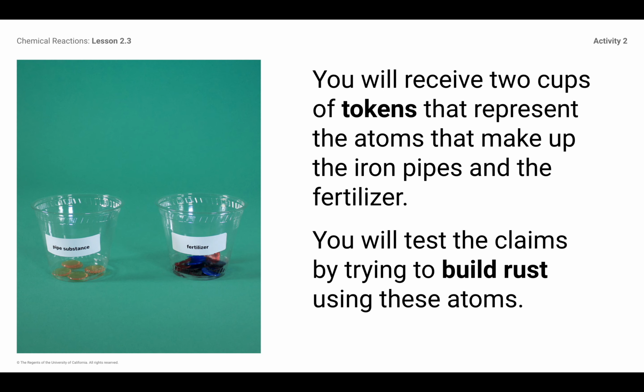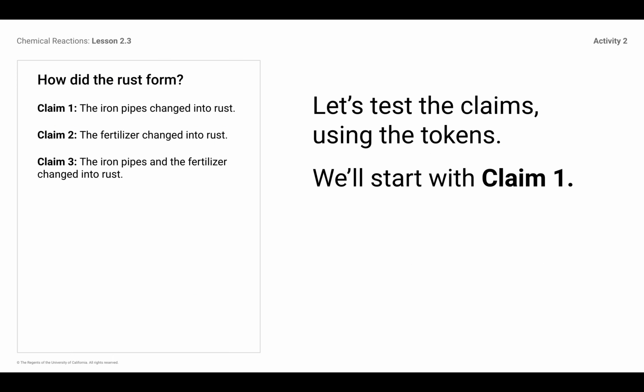So the kids got 2 cups. One was labeled pipe substance, the other one was labeled fertilizer. They had all yellow tokens in the pipe substance, representing the iron, and then we had different colored tokens in the other cup for fertilizer. They corresponded with the oxygen, the nitrogen, and the sodium that made up the sodium nitrate of the fertilizer. Okay, so we started with claim number 1.